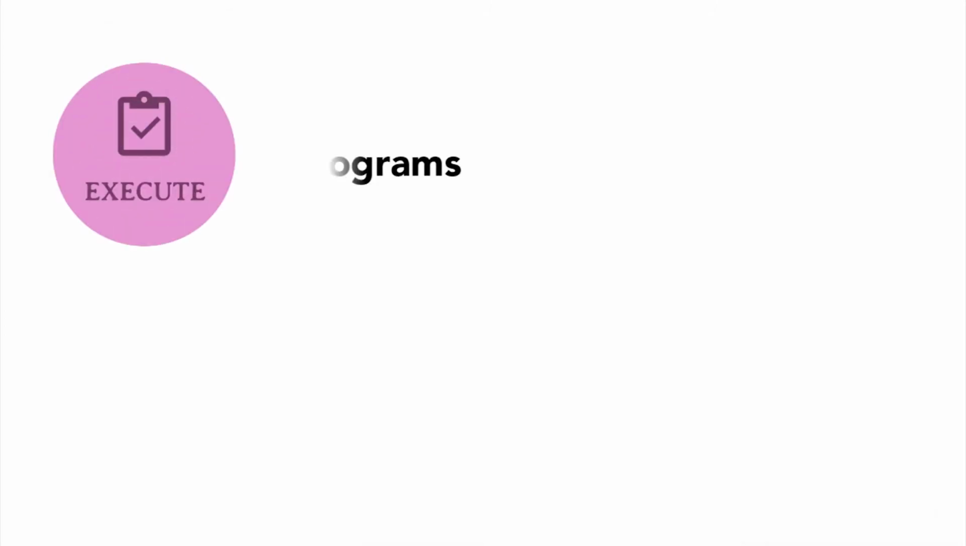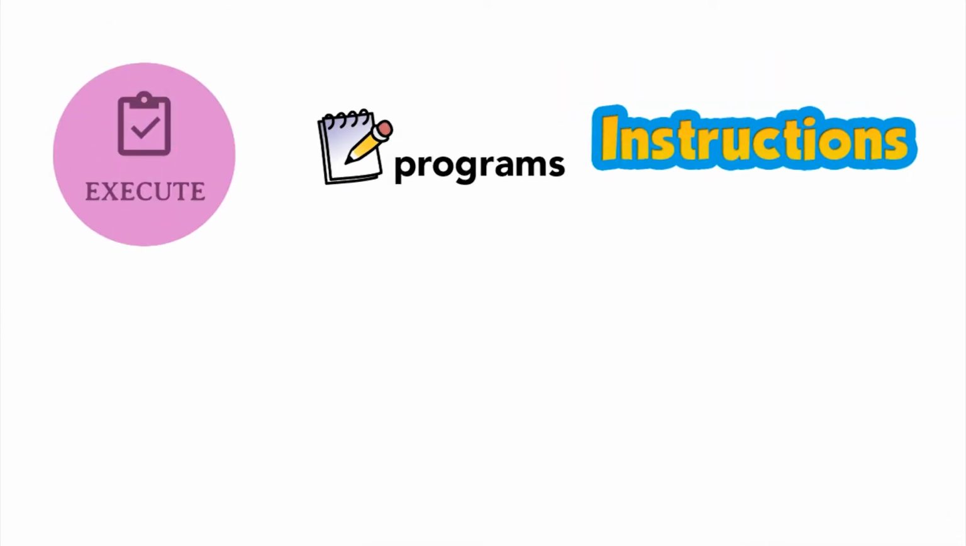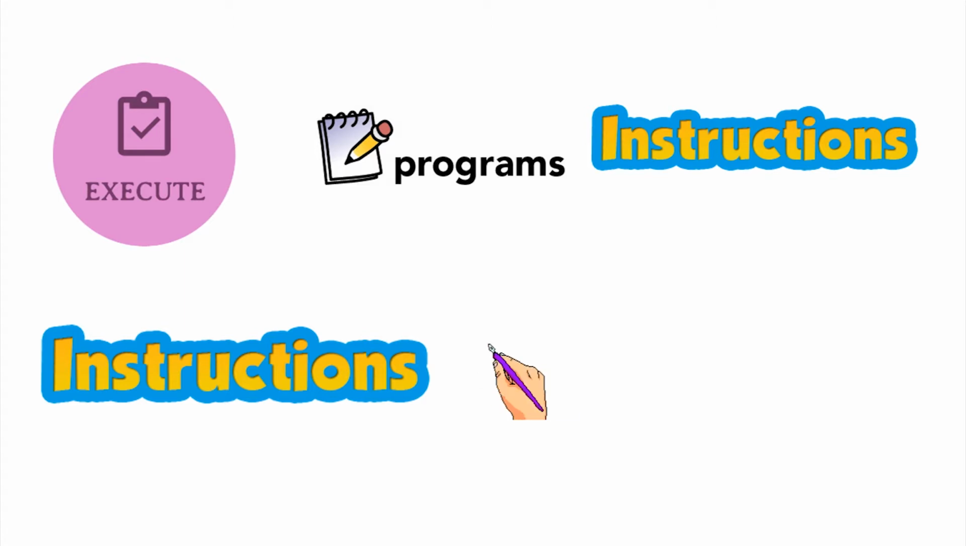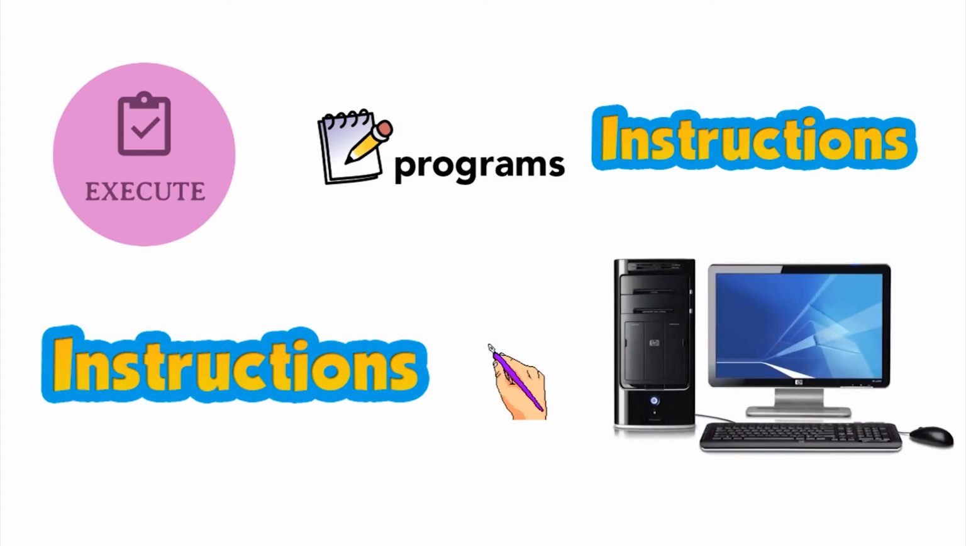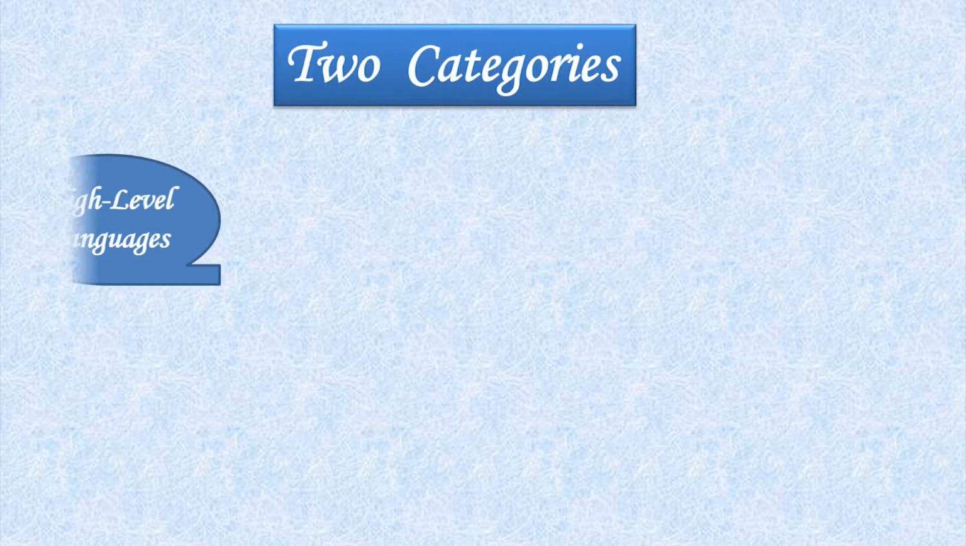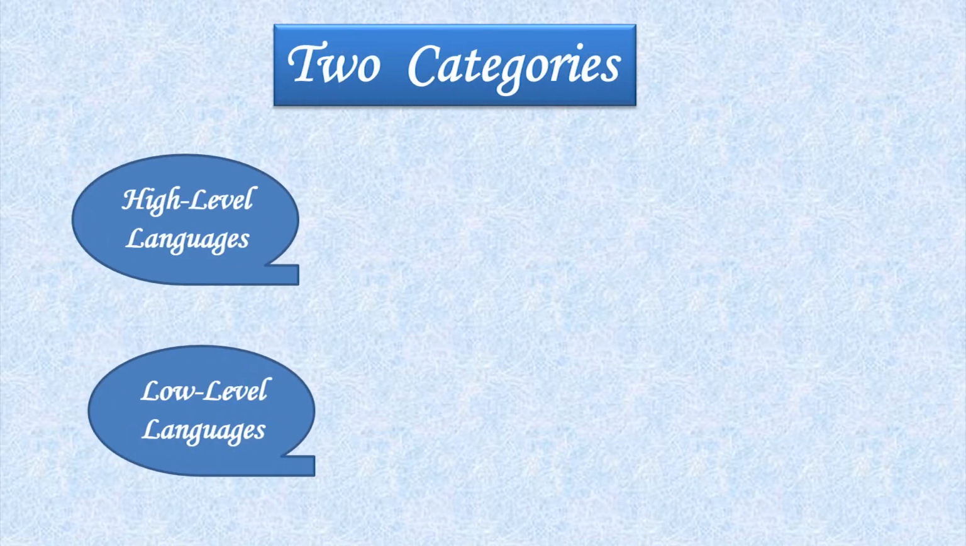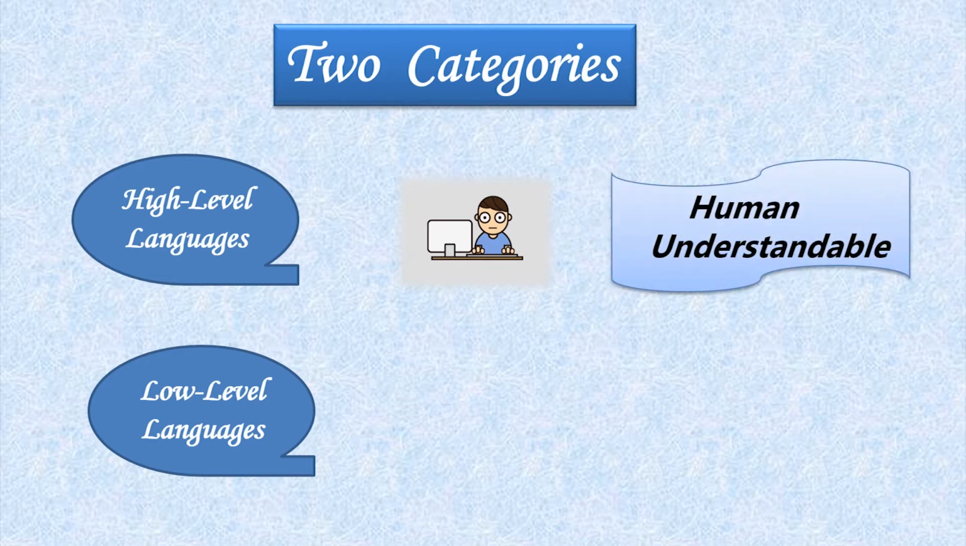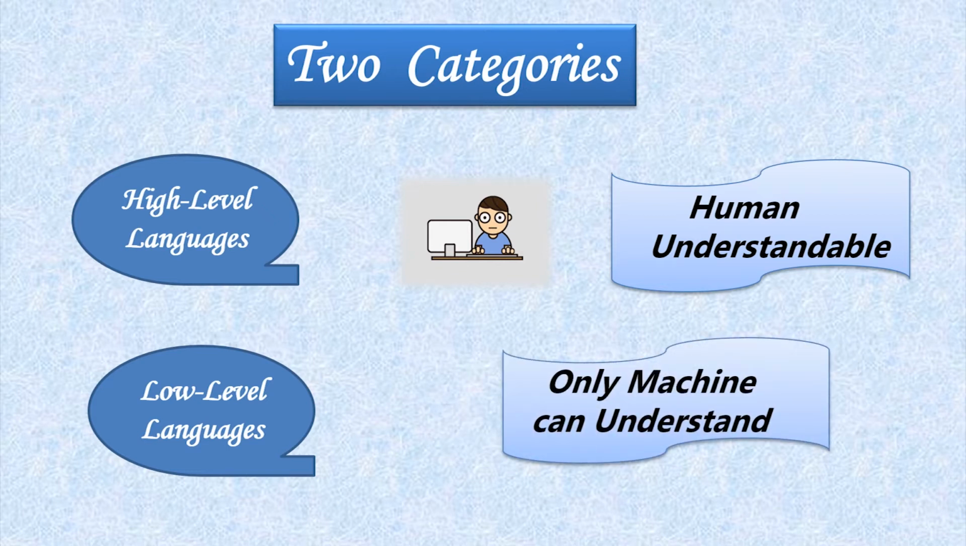To execute a program, we need to give instructions, and these instructions must be written in a way which computers can understand. For this purpose, various programming languages are used. Programming languages can be divided into two categories: high-level languages and low-level languages. High-level languages are languages in which the user writes the program and can be human understandable. Low-level languages are those languages that only the machine can understand.